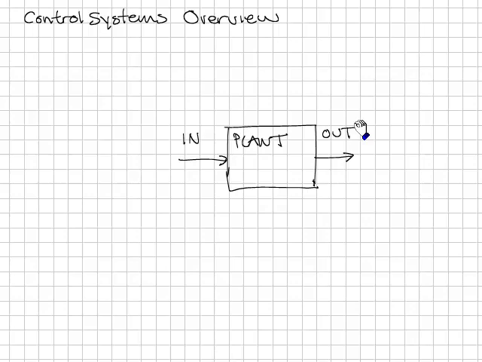Here's an example. Let's say the plant is a house, and we want to control the temperature of the house. So in our example, we have a house. The input is the thermostat setting. The output is the temperature of the house.